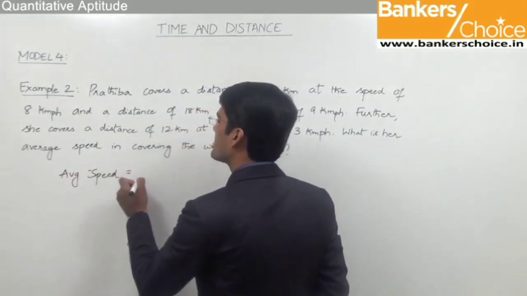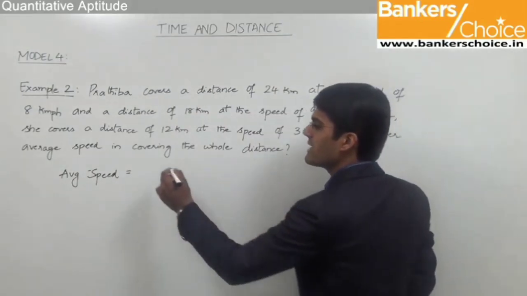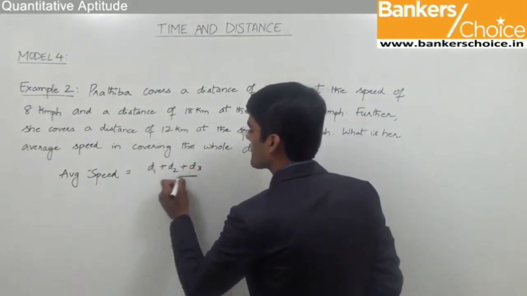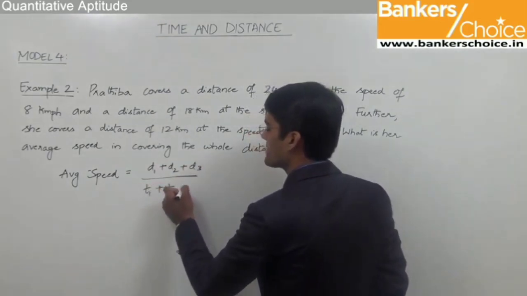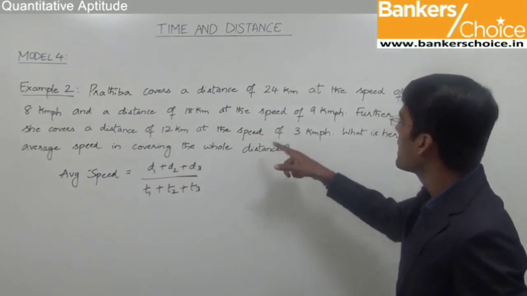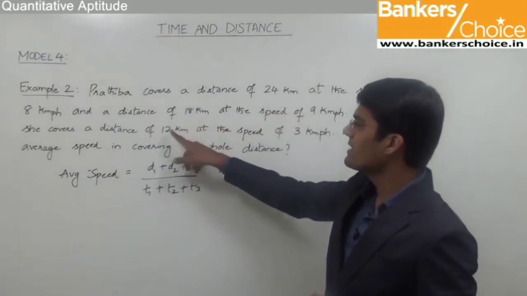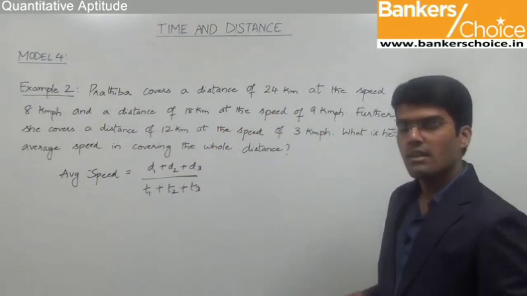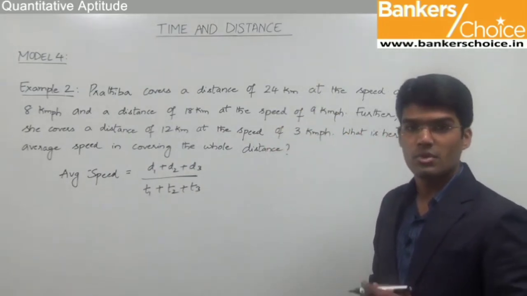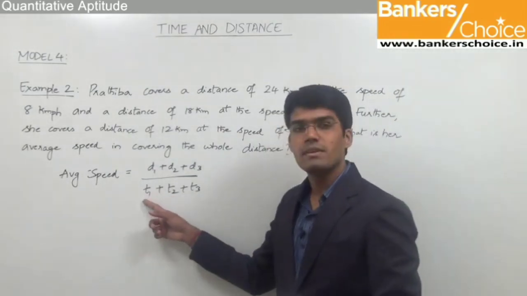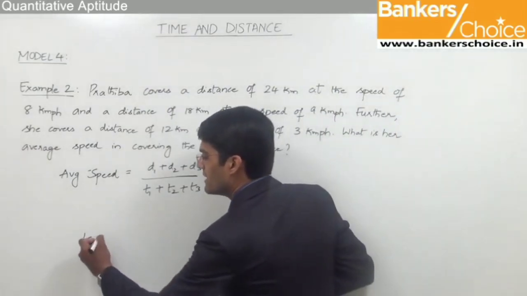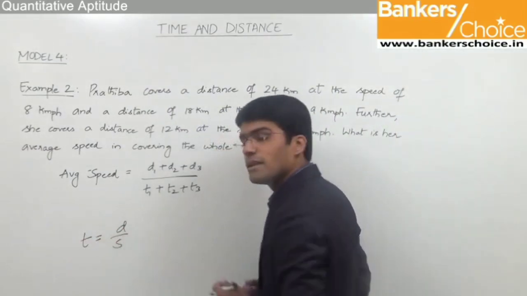So here, as the distance has been travelled in 3 parts, let us take it as d1 plus d2 plus d3 divided by t1 plus t2 plus t3. Very clearly, d1, d2 and d3 are 24 kilometers, 18 kilometers and 12 kilometers respectively. But the times t1, t2, t3 are not given in the question. So here, we need to find out the time in terms of speed and distance. We very well know that time is nothing but distance travelled by speed.